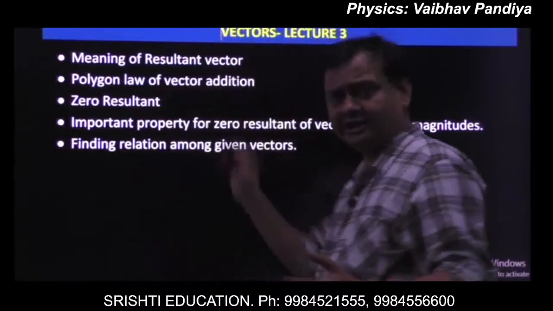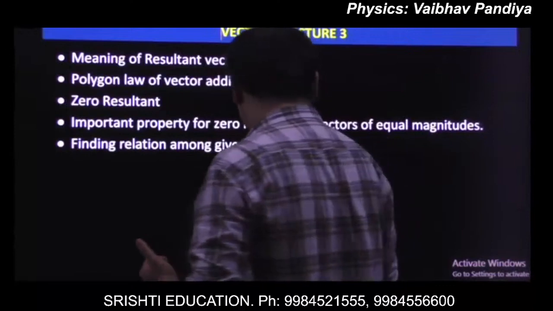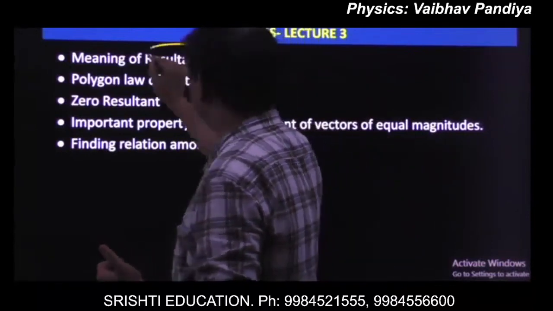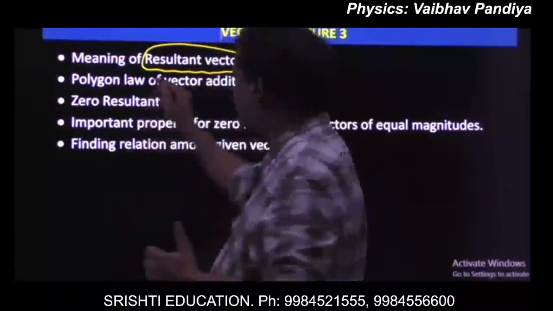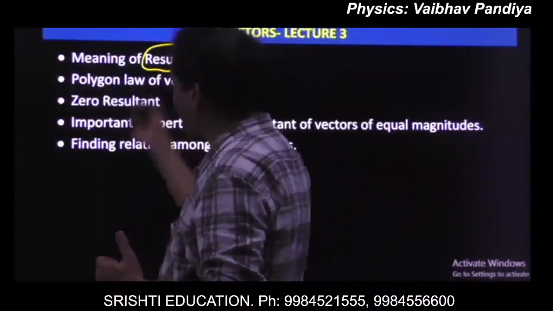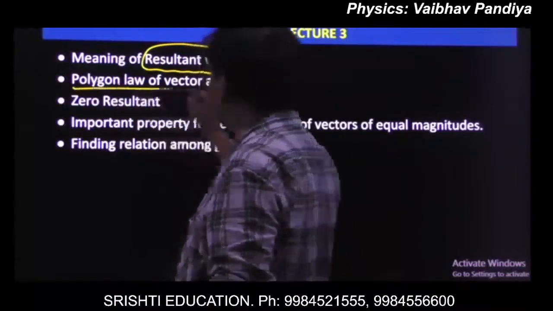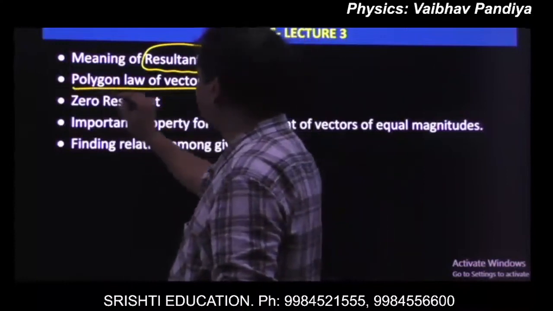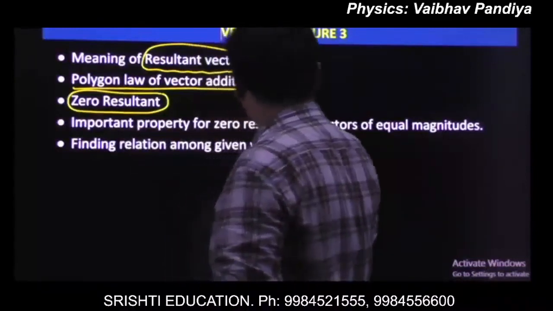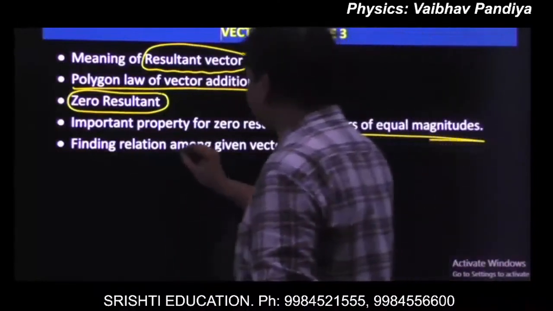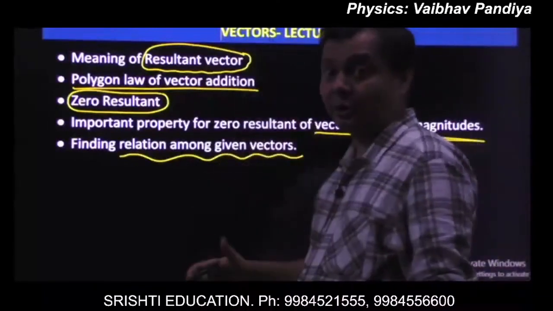Now see, in the present lecture of vector, let us see what will be the outline, what will be the roadmap. First of all, we will see what is the meaning of the resultant vector. We will start with the addition of vector and we'll see the physical significance of resultant vector. Then we will see a law, how vectors are added, because vectors are added geometrically. So we will see the Polygon law of vector addition. Then we'll see how the Polygon law gives you the zero resultant. And then we'll see an important property for zero resultant of vectors of equal magnitude. And finally, we will see how to find the relation among given vectors by the sides of the polygon. So these are the segments of the present lecture.